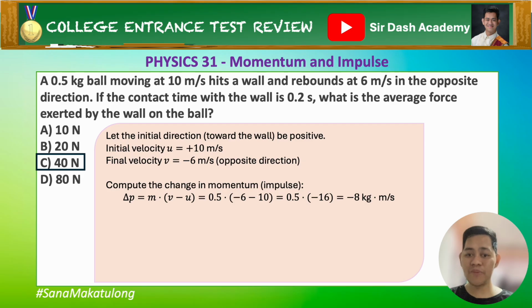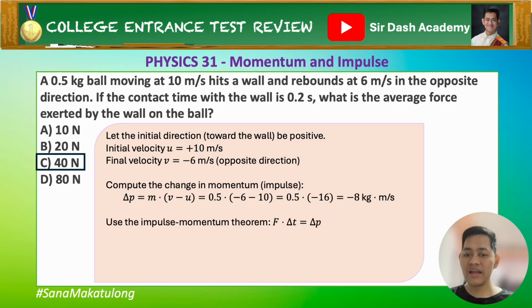So, yung mass ay 0.5 kg times yung difference ni final and initial velocity. So, negative 6 minus positive 10 or negative 6 minus 10. So, magiging 0.5 times negative 16. Pag sinolve mo yan, 0.5 times negative 16 is negative 8. Then yung unit niya, naka-SI naman to lahat, naka-kilogram, naka-meter per second. So yung SI unit ng change in momentum would be kilogram meter per second. So yung change in momentum mo is negative 8 kilogram meter per second.